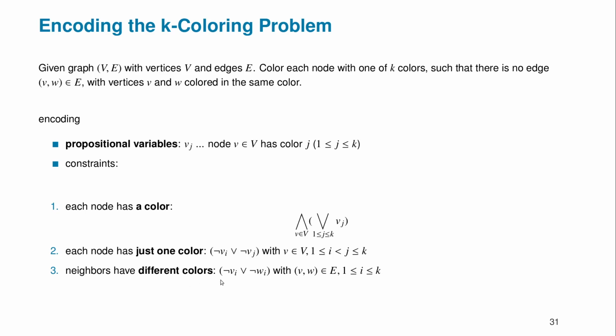And finally, the most interesting constraint, neighbors have different colors, and this works similar to the just one color constraint. As we say that it cannot be the case that 2 connected nodes, v and w, have the same color. So not v_i or not w_i. So here we now have the same index, whereas in the just one color constraint we have different indices.